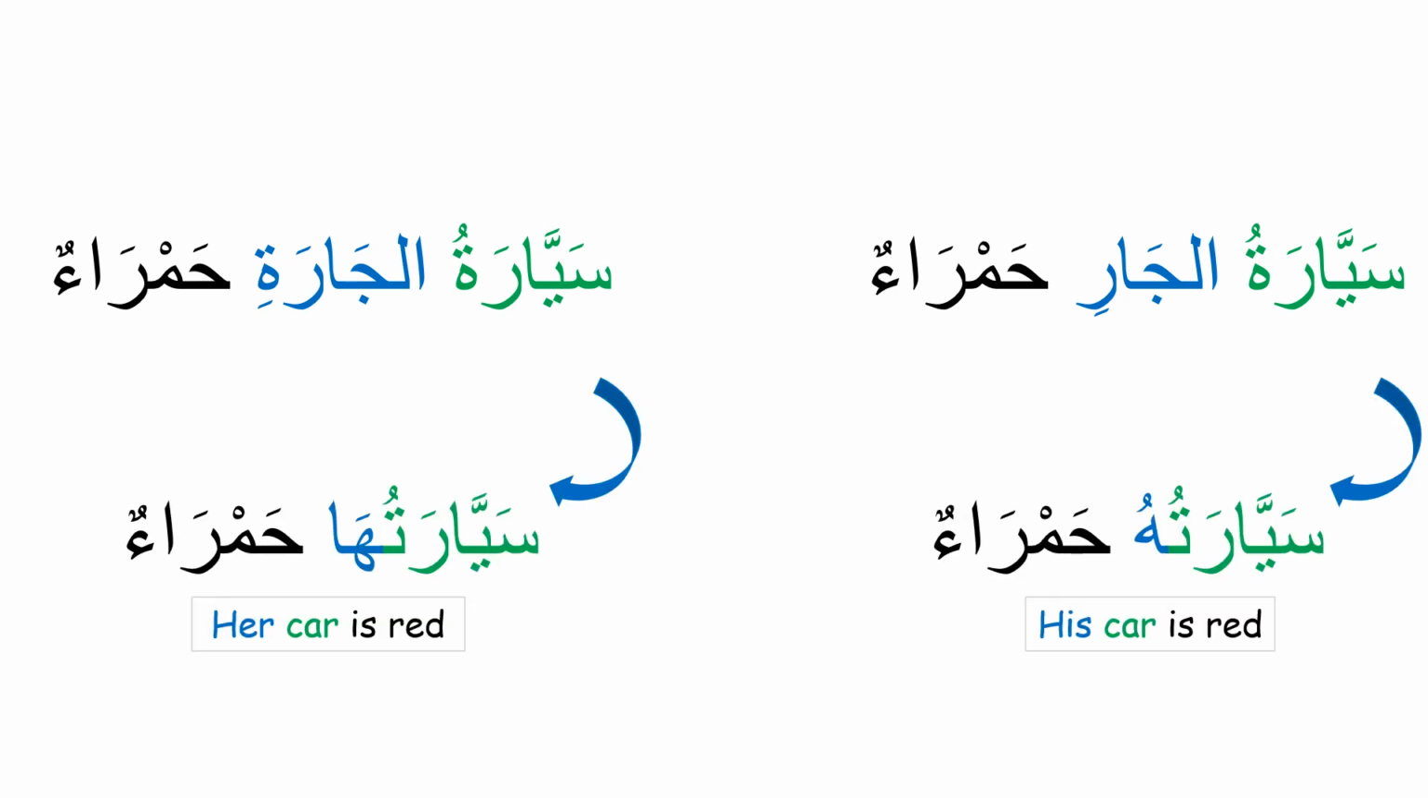The second example is سيارة الجار حمراء and سيارة الجارة حمراء, and I think it's easy to predict that we are going to use both of our attached personal pronouns, I mean the feminine and masculine version. سيارة الجار will be سيارته, and سيارة الجارة will be سيارتها, which will give us two sentences, سيارته حمراء and سيارتها حمراء. Again, سيارته حمراء, سيارتها حمراء.